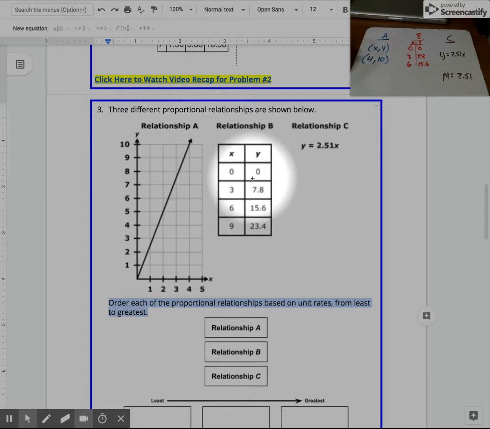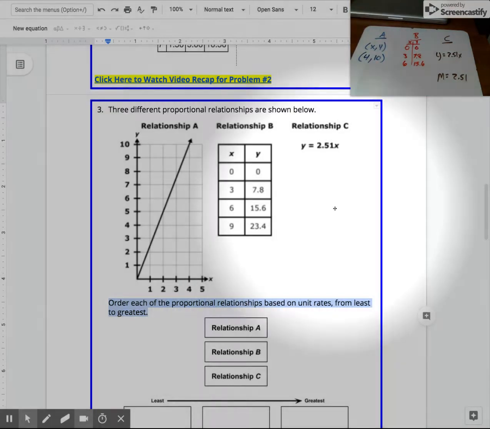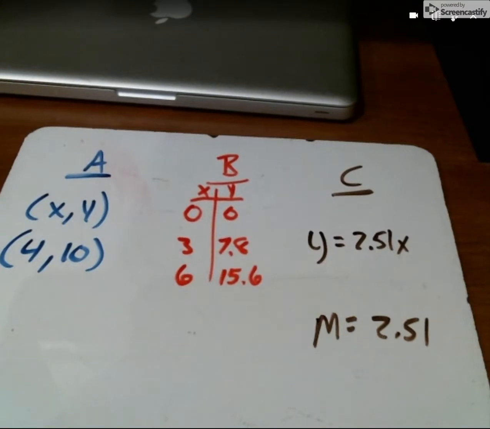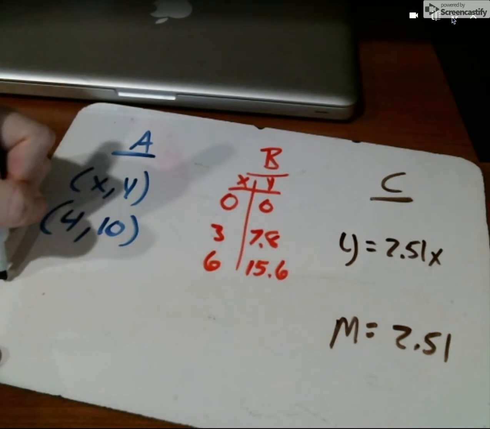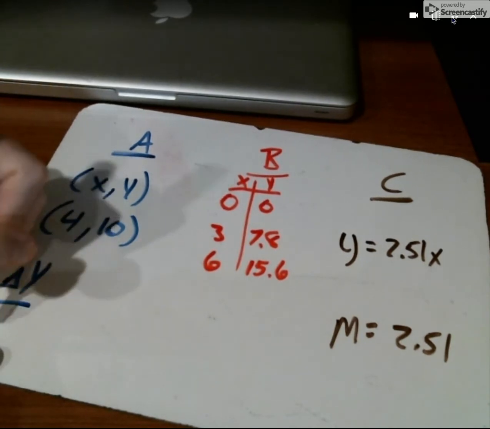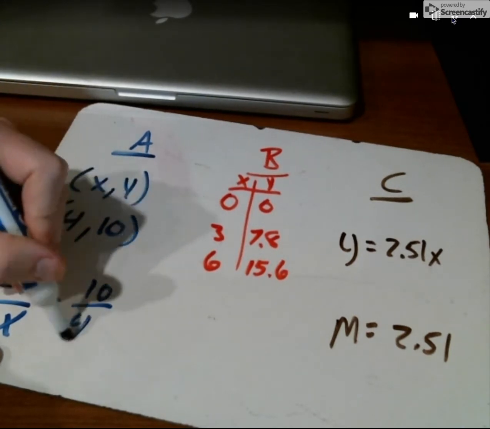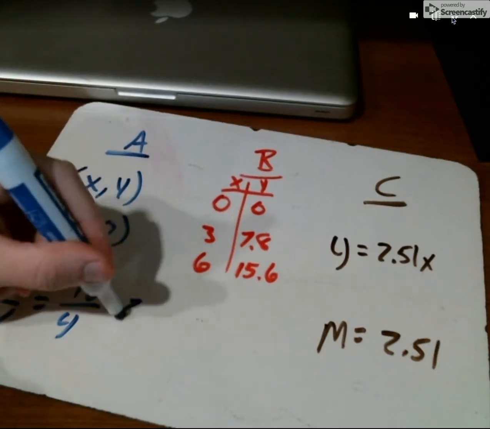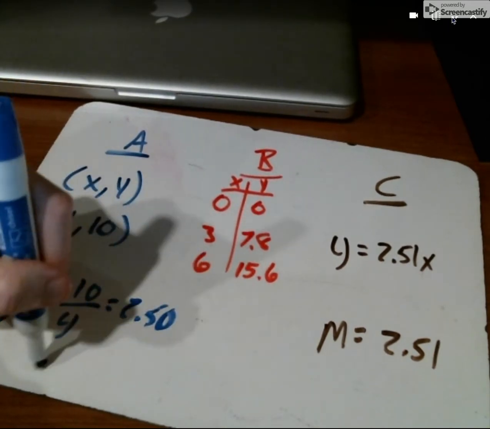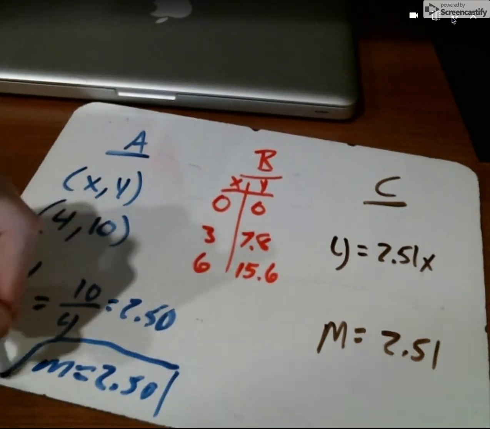For the table, we've copied a few of the data points here. And then for the equation, we've written the equation down. So to order them from least to greatest, first we need to determine the slope or the unit rate for each one. For relationship A, if it goes through 4 and 10, then the unit rate is just going to be 10 divided by 4. And 10 divided by 4 gives us 2.50. So the slope for relationship A is 2.50.